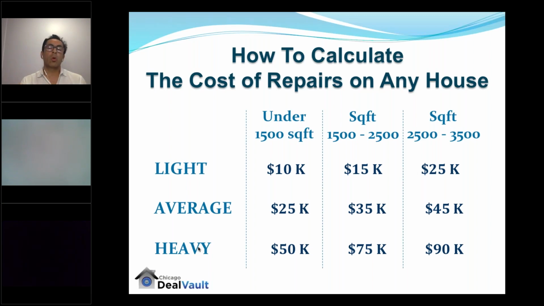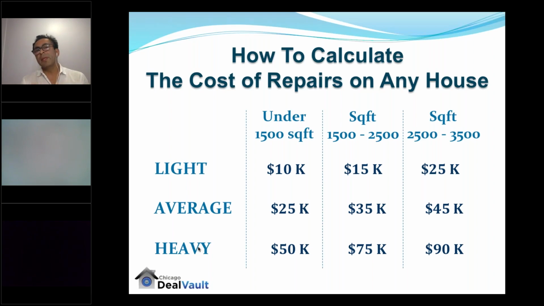So again, once you know the square footage, the next question is, do I need to upgrade the bathroom? Do I need to upgrade the kitchen? If the answer is yes, boom, you're into the average. And then if it's less than 1,500 square feet, you're going to be spending no less than 25,000. If it's over 1,500, but yet below 2,500, you're looking at 35,000.